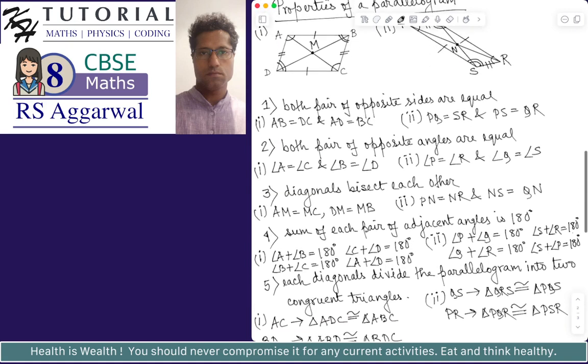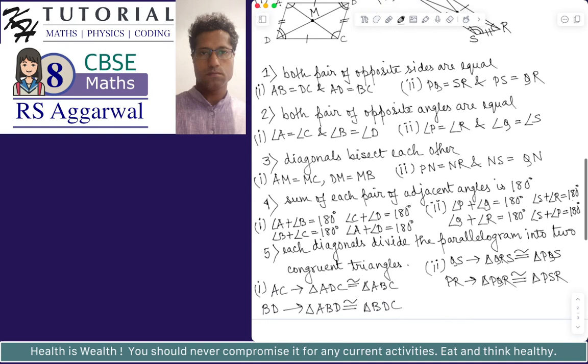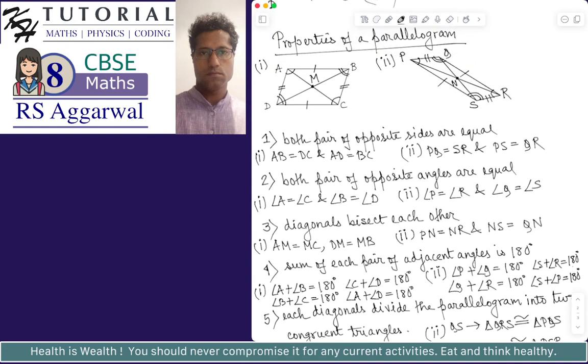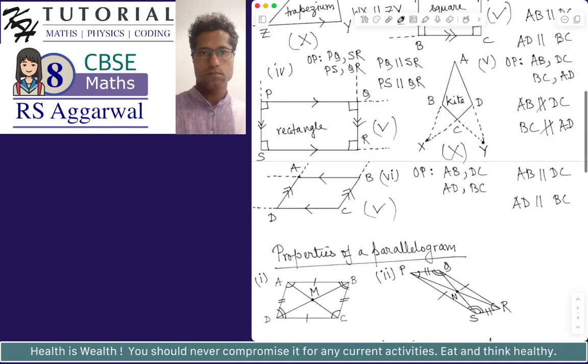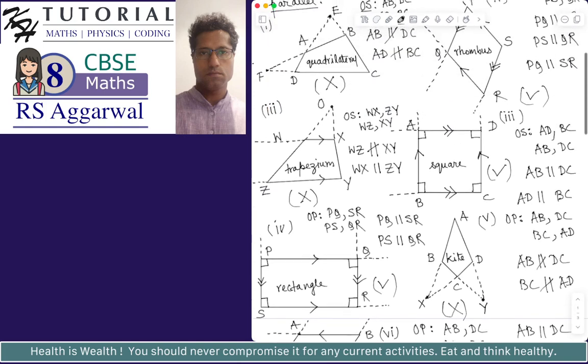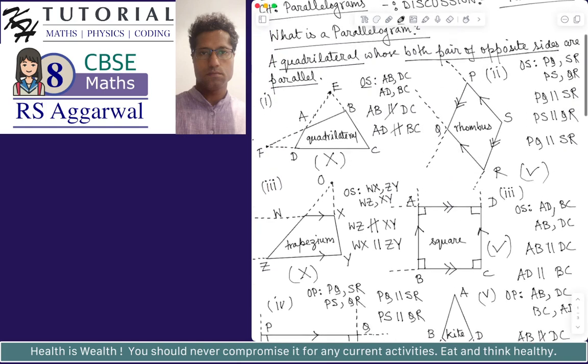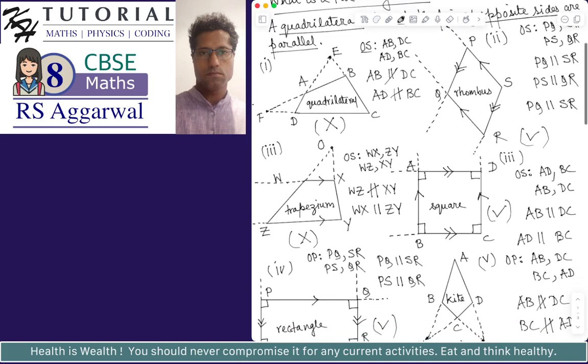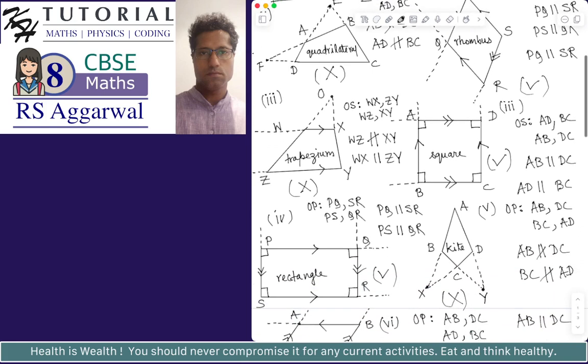In the next video, I will try to prove these properties using the concept of congruency of triangles, and possibly I will try to do a few geometrical problems based on the properties of a parallelogram. Then I will start discussing the properties of individual special types of parallelograms or quadrilaterals. That is, I will talk about the square, rhombus, rectangle, kite, trapezium.